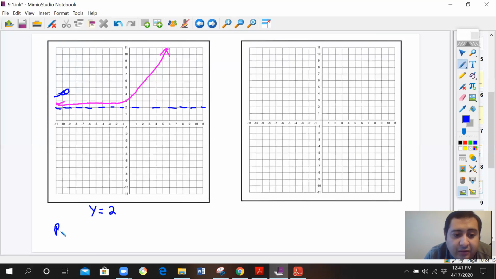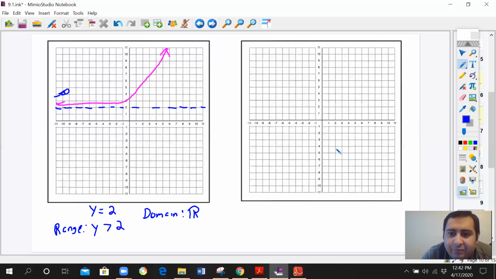As for your range, sorry, this thing is a little bit glitchy. Your range is going to be y greater than 2, greater than the asymptote, because the y values have to be greater than the asymptote, because this line is never going to be touching that y value. As for your domain, it's going from negative infinity to infinity, so it's going to be all real numbers.